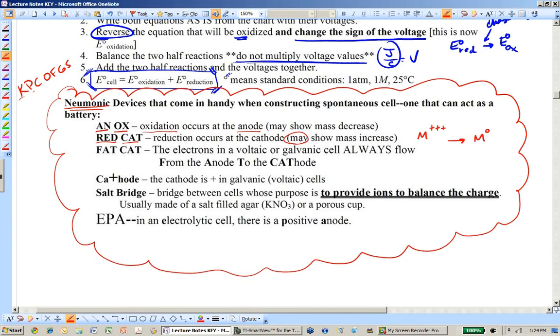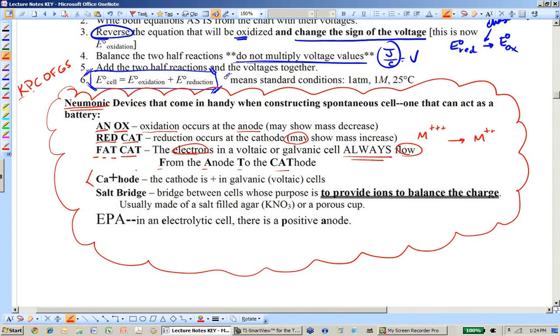That's why the word may is there, because if instead of going all the way to the metal I went to like the 2+ ion, it's still a reduction, but those are still in solution, so that's not going to affect the mass of my electrode. And then Fat Cat, from anode to cathode. From anode to cathode is the path that the electrons flow. So it's the electron flow, and they always flow this way, from anode to cathode.